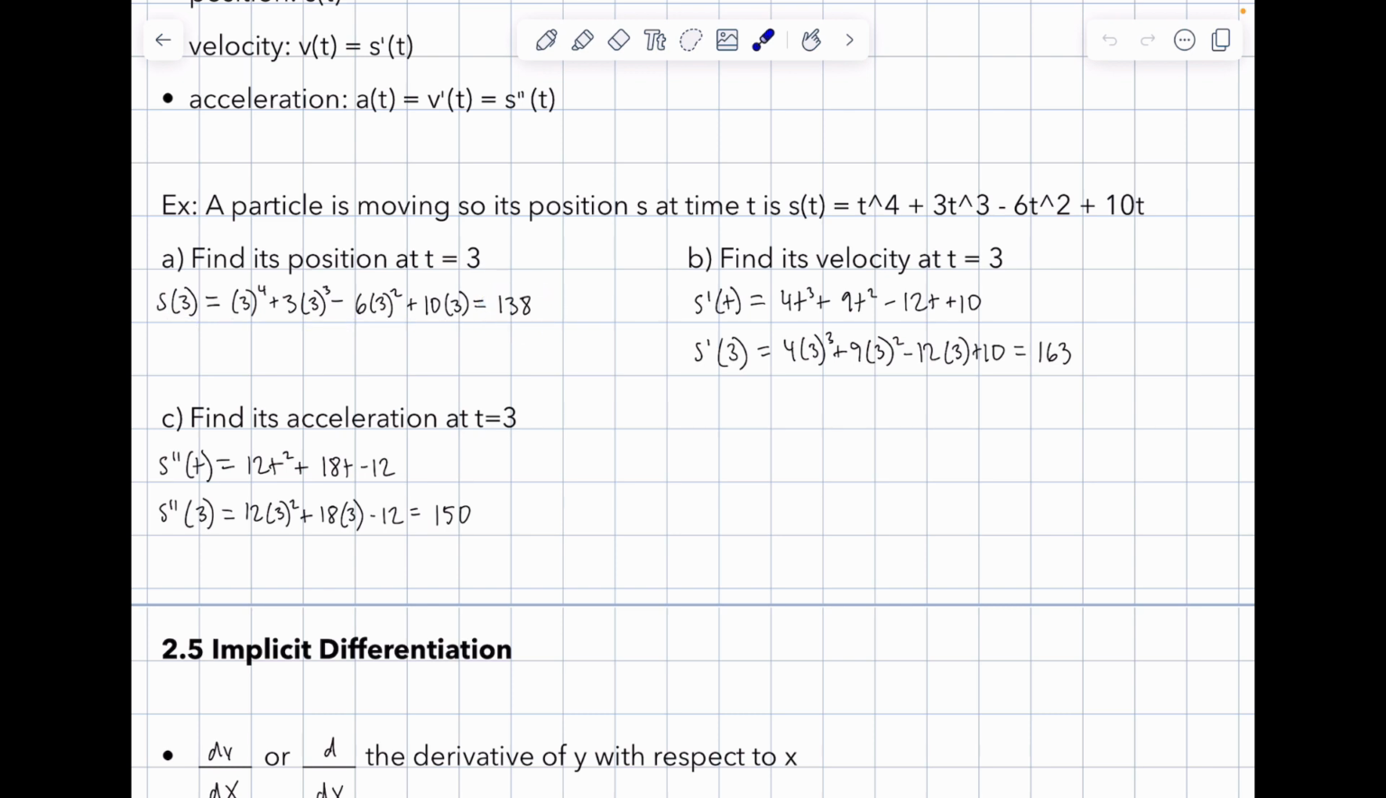And now for B, it asks for its velocity at t equals 3. If you're given the position function, you can take the derivative of this function to get the velocity function, right? Once you do that, you plug in 3, and you get that the velocity is 163. And so C, find its acceleration at t equals 3. We're just going to take the derivative one more time to get this function here, and plug in 3, and you get 150.